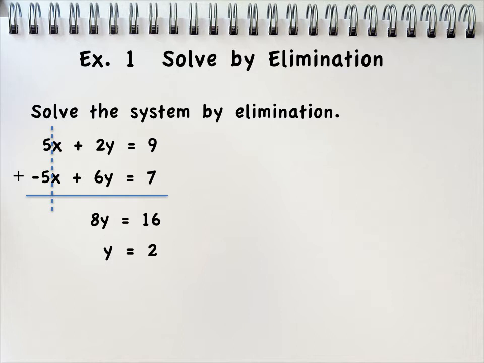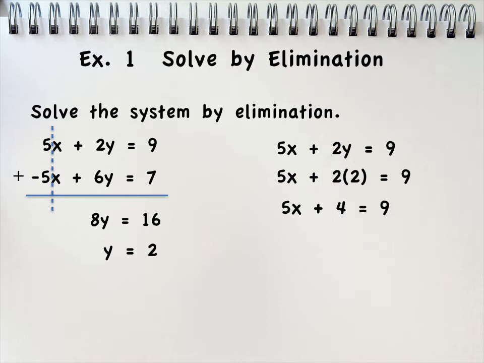Now I can take either equation. I'll pick the top one. I can substitute y equals 2 and solve for x. So I get that 5x equals 5, so x equals 1. Therefore, my solution to this system of equations is (1, 2). Notice the easiest way for me to solve this system was simply to add the two equations together because I eliminated the x terms by doing that.